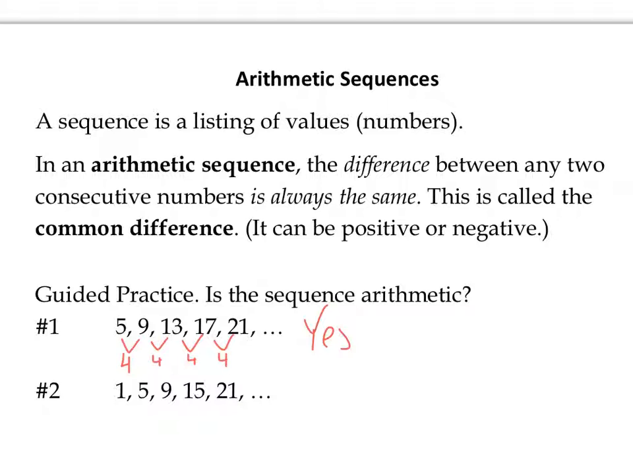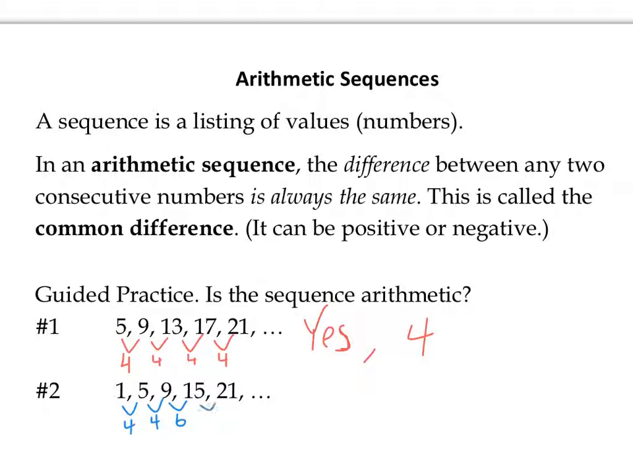What is the common difference? Okay, the common difference would be 4. We're adding 4 each time. We look at the next listing of numbers. Difference of 4 and 4. So yeah, it looks like it's an arithmetic sequence.